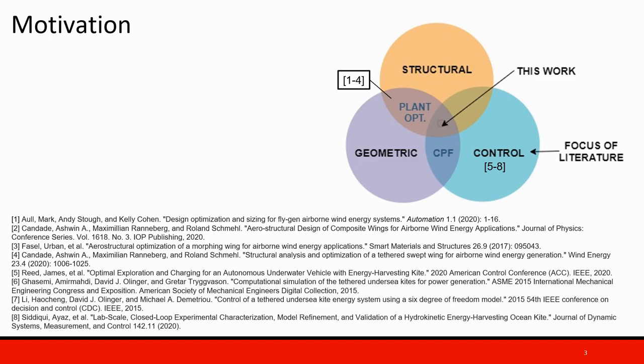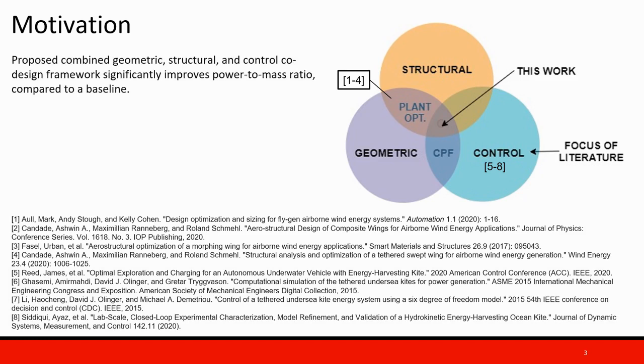We propose a combined geometric, structural, and control co-design framework that significantly improves power to mass ratio, an important techno-economic metric. This improvement is compared to a baseline.